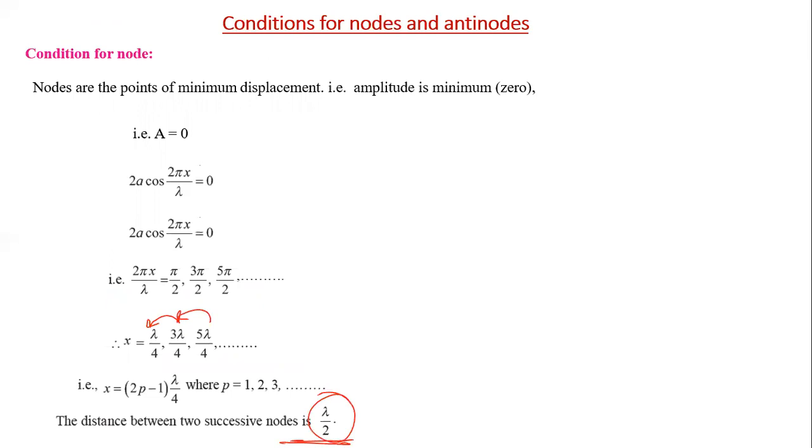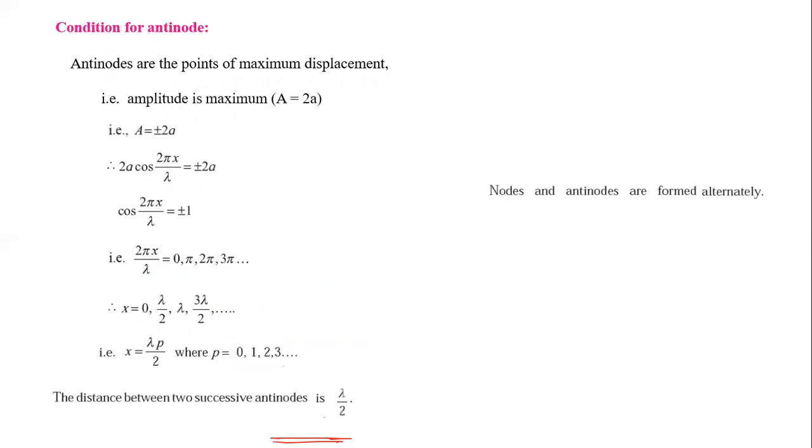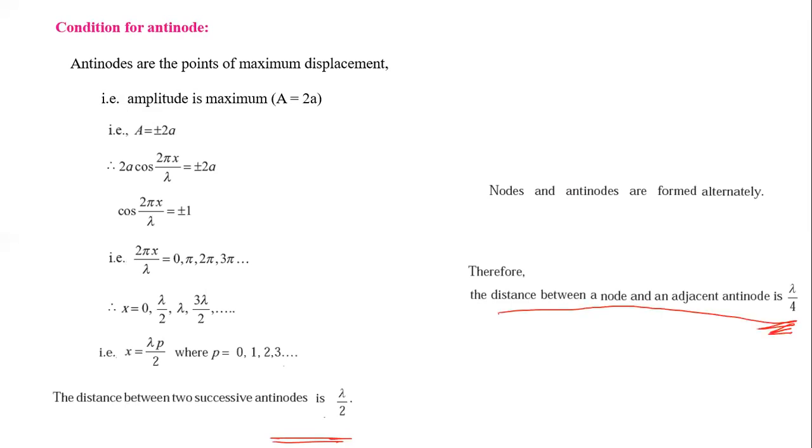Many times in the board exam the question is asked: show that the distance between two nodes is lambda by 2. Then write that derivation, the case of node. If the question is asked, show that the distance between two antinodes is lambda by 2, then in the antinode case you have to write it with that distance. Sometimes the question may be asked: show that the distance between node and antinode is lambda by 4. Now if you see both the cases very carefully, the distance between node and antinode is lambda by 4.